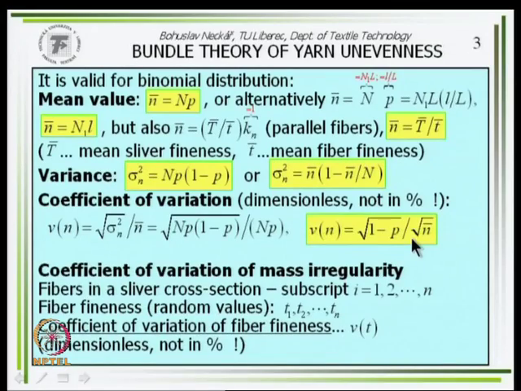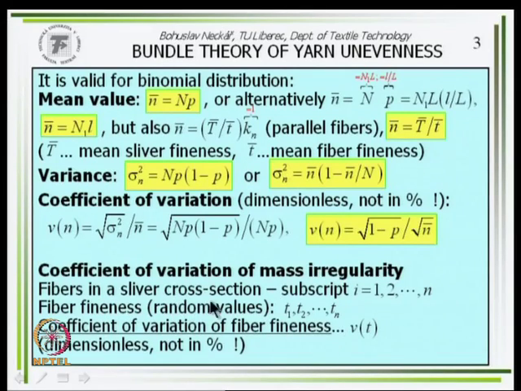This is the coefficient of variation of what? Of the number of fibers. Vn, the number of fibers. It characterizes the variability of the number of fibers. But usually each fiber has a little different own fiber fineness. Therefore, we must study the coefficient of variation of mass irregularity, not number of fibers irregularity.